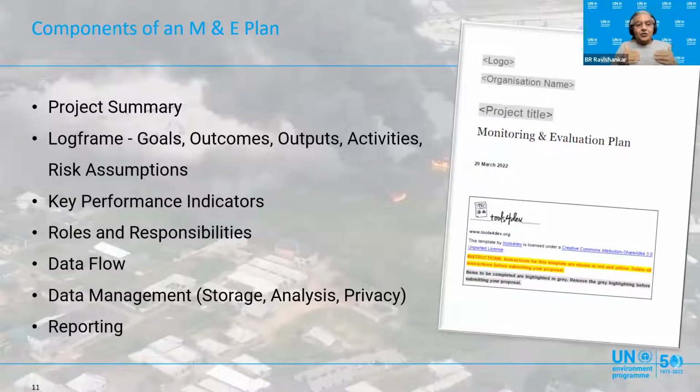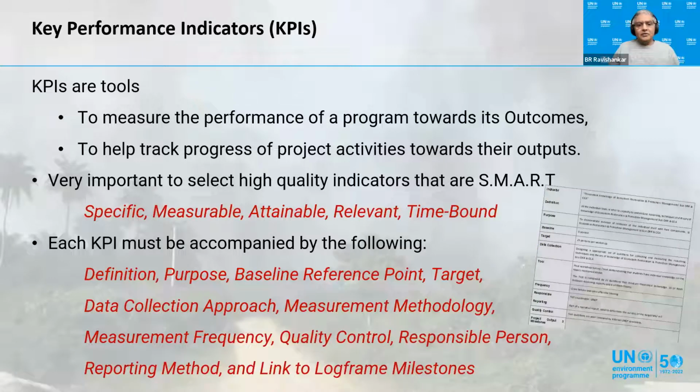And then there are key performance indicators that will help you measure the progress of this program or project. Then roles and responsibilities are outlined: who is responsible, who does what, and when. And then the data flow. You gather information. How is this data collected? How is it treated? How is it analyzed? That is data management: where you store it, how securely you keep it, how you analyze it, all of that. And then you ultimately have the reporting side of M&E, which could be on a periodic basis.